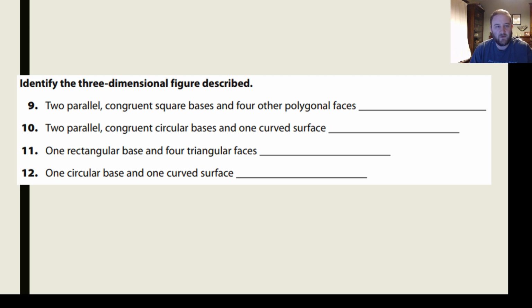All right, here, number 9. Identify the 3-dimensional figure described. So what shape would have 2 parallel congruent square bases and 4 other polygonal faces? Okay, so it's got 2 parallel bases that are squares, and then 4 faces going up the side that are polygons. Hopefully you know that as a square prism.